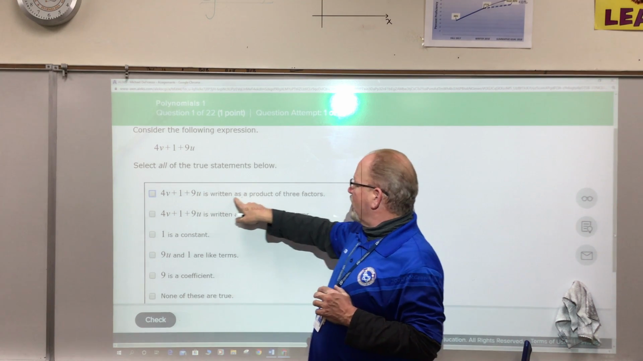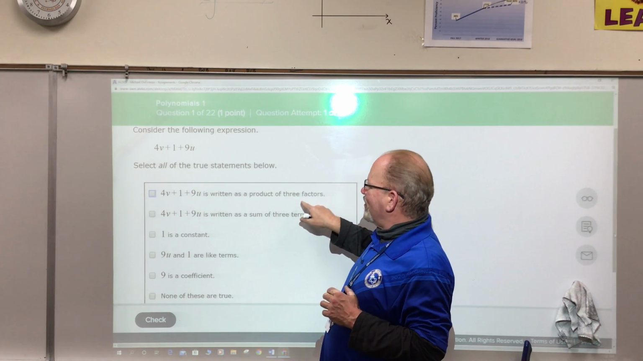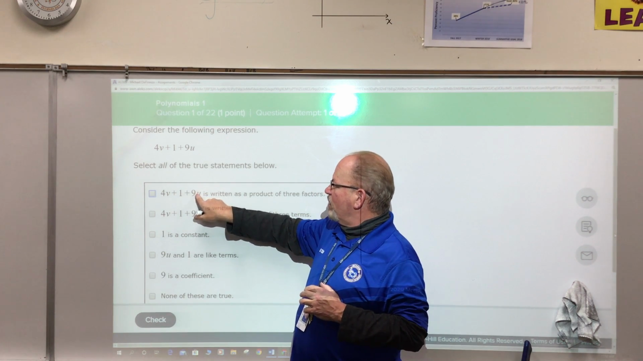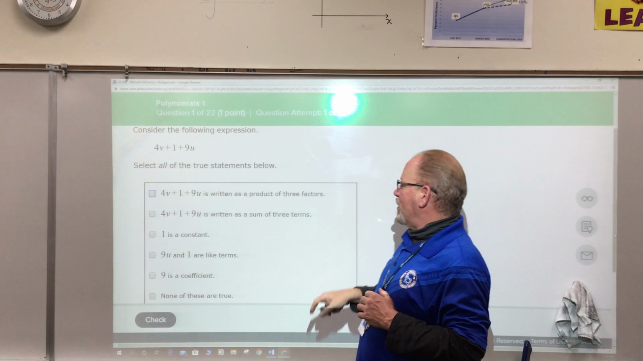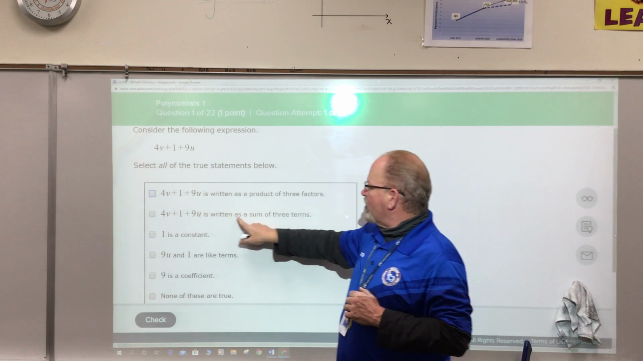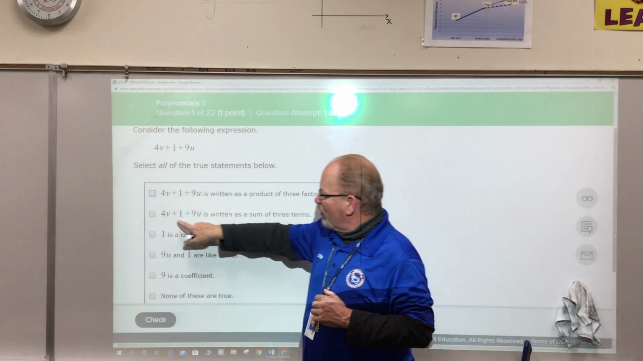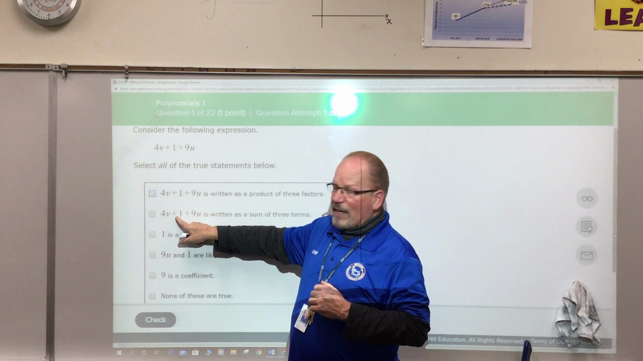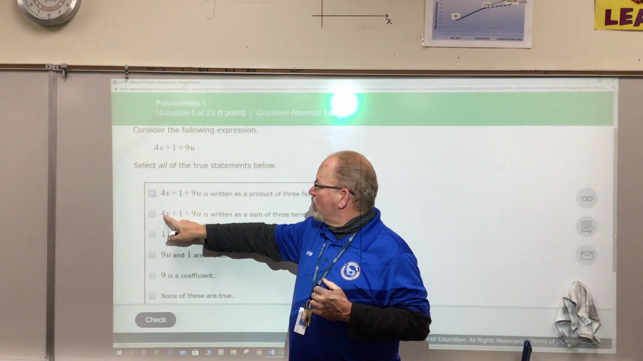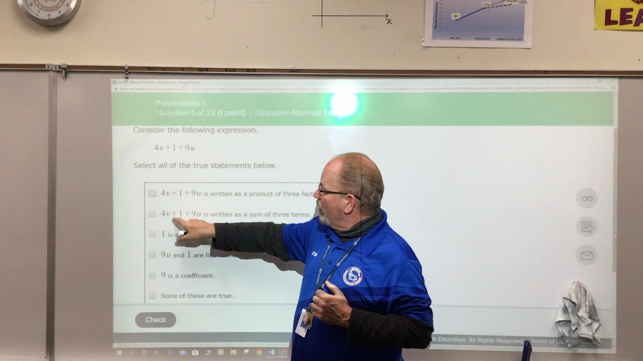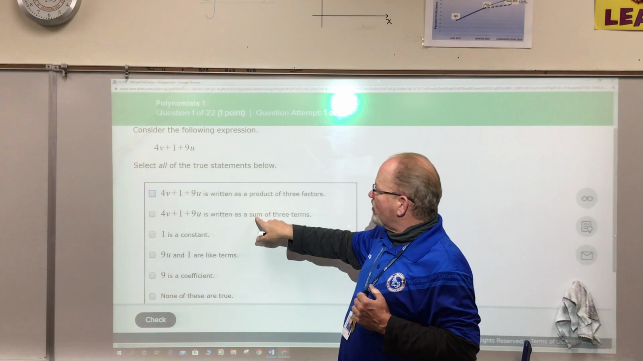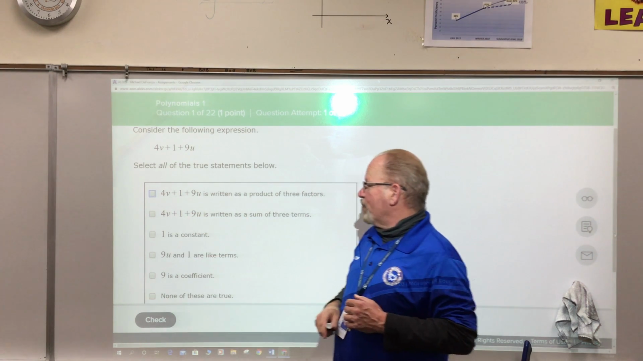So this is written as a product of three factors. Not true. This is not a product, it's a sum. And these are not factors. Okay? Written as the sum of three terms. Yes. Things that are separated by addition or subtraction are called terms. So there are three things separated by addition. So there are three terms, and it is a sum because it's addition.